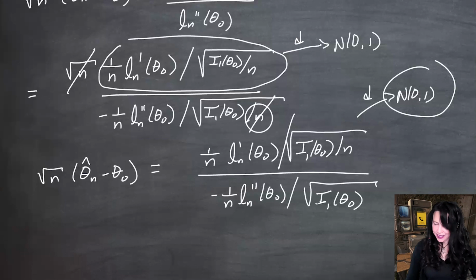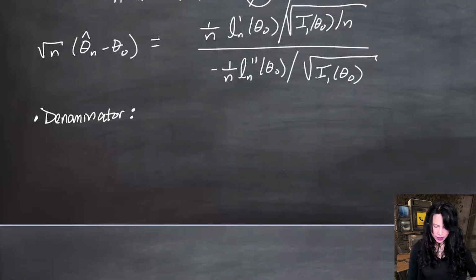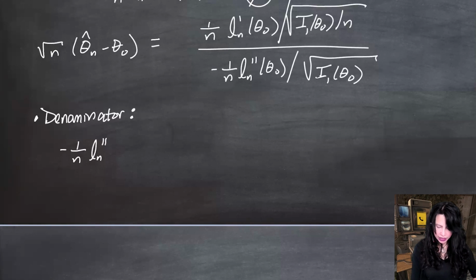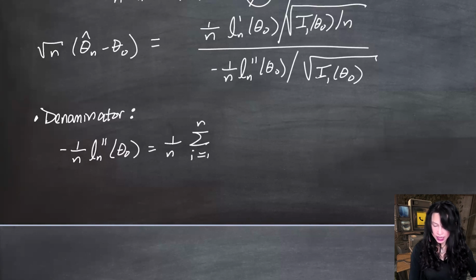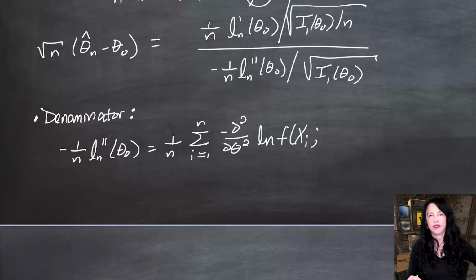All right, let's look at the denominator. I'm just going to start with the negative 1 over n log likelihood second derivative at theta naught. This is 1 over n times the sum as i goes from 1 to n of the negative of the second derivative with respect to theta of the log of the PDF with xi in it, ultimately evaluated at theta naught.